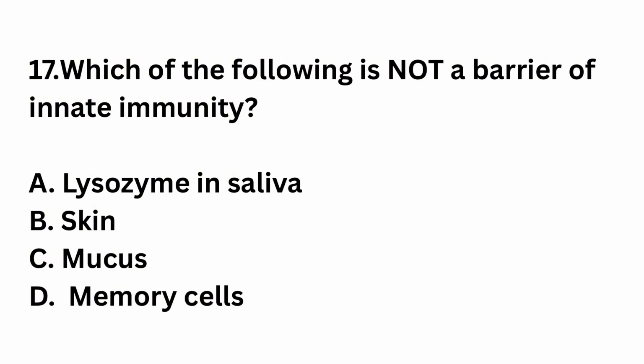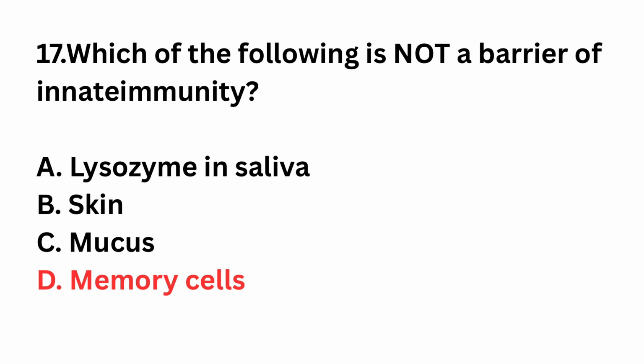Question number 17. Which of the following is not a barrier of innate immunity? Lysozyme in saliva, skin, mucus, memory cells. The right answer is option D, memory cells. Memory cells are part of acquired immunity. Innate immunity includes physical and chemical barriers.